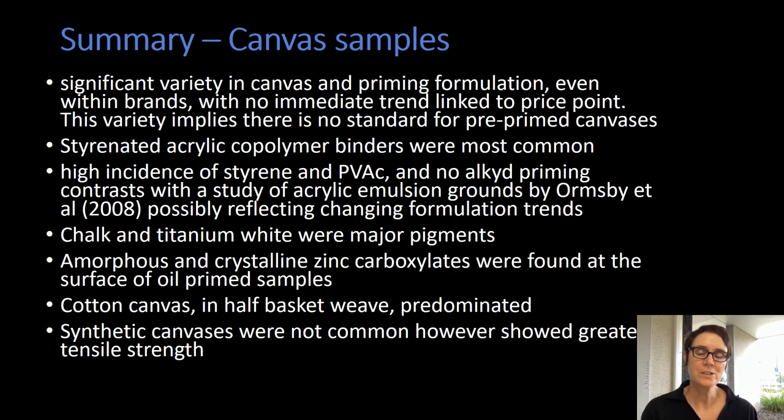So in summary, we've learned much during this research project. Significantly, there appears to be no standard formulation for the commercial priming of artists' canvases, not even within brands. So it's impossible to know exactly what you are buying. Although not thoroughly investigated, there appears no obvious trend in formulations linked to price point. Styrenated acrylics were the most common priming used in this sample group, with no alkyd priming found. This may reflect a formulation shift since Ormsby's research in 2008. Chalk and titanium white are major pigments found, and zinc carboxylates were found at the surface of three of the four oil-primed canvases. Cotton canvases and half basket weave predominated, and synthetic canvases were not common.